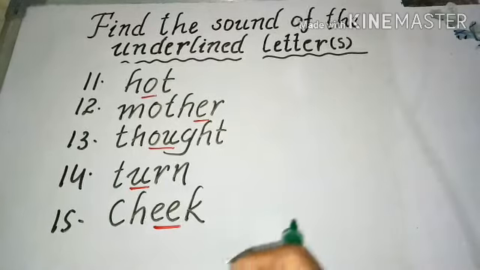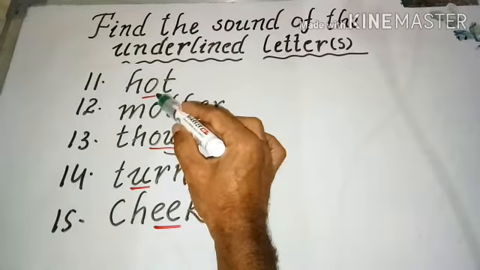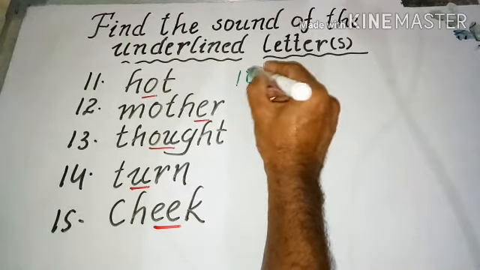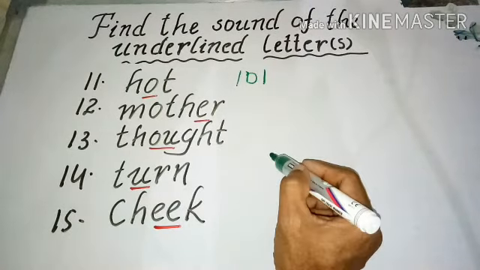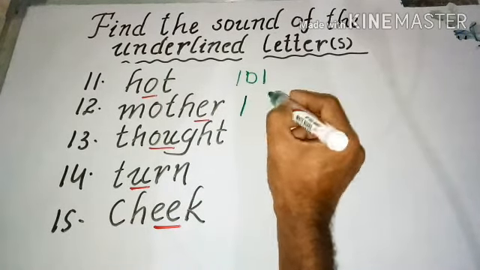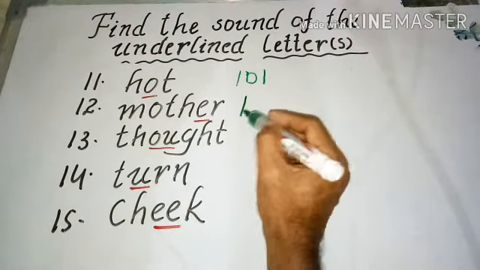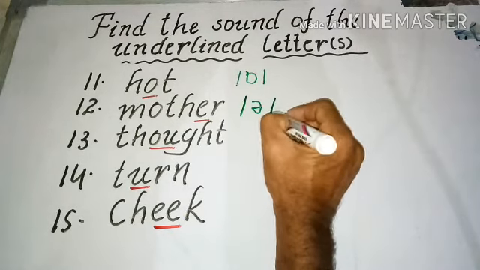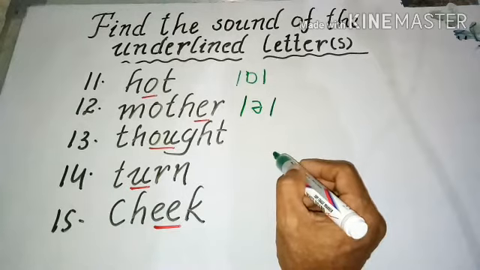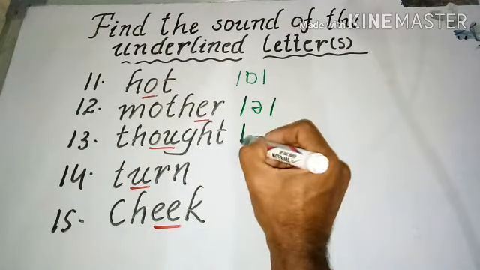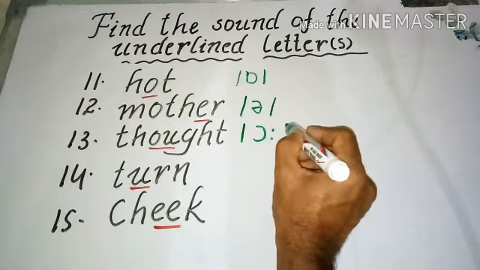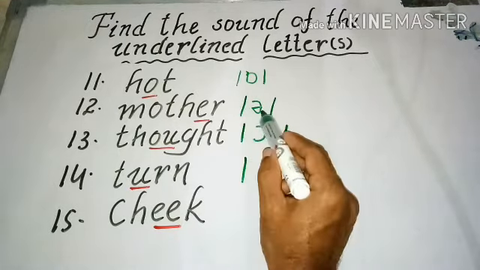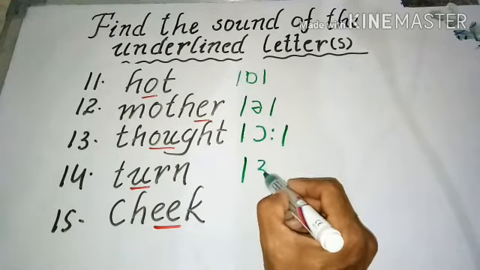Now see all these words. H-O-T, hot. This is the underlined letter, O, hot. Mother, the sound is suppressed, A, mother. This is called mute. Thought, T-H-O-U-G-H-T, thought, long O. Turn, this is mother, this is turn.